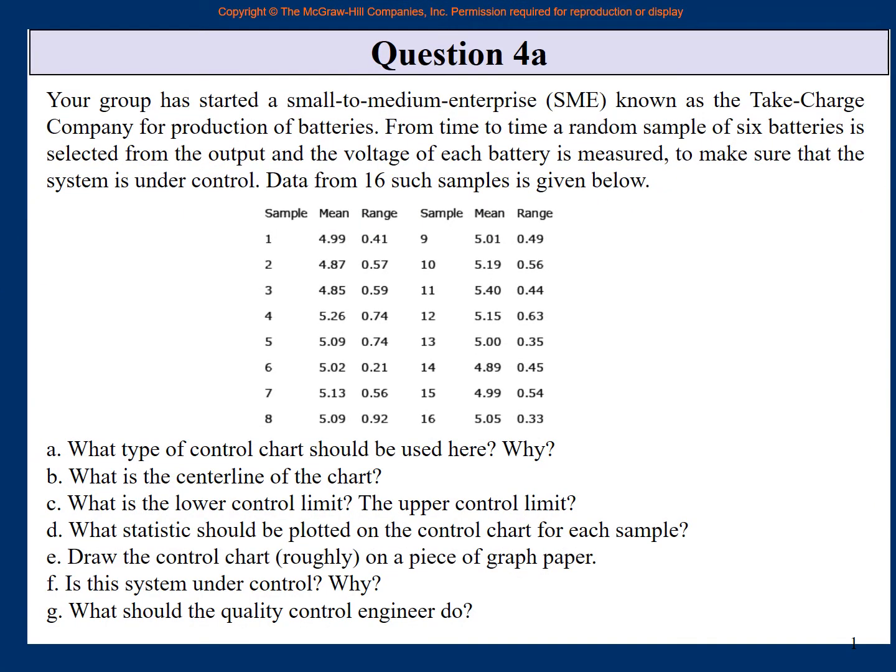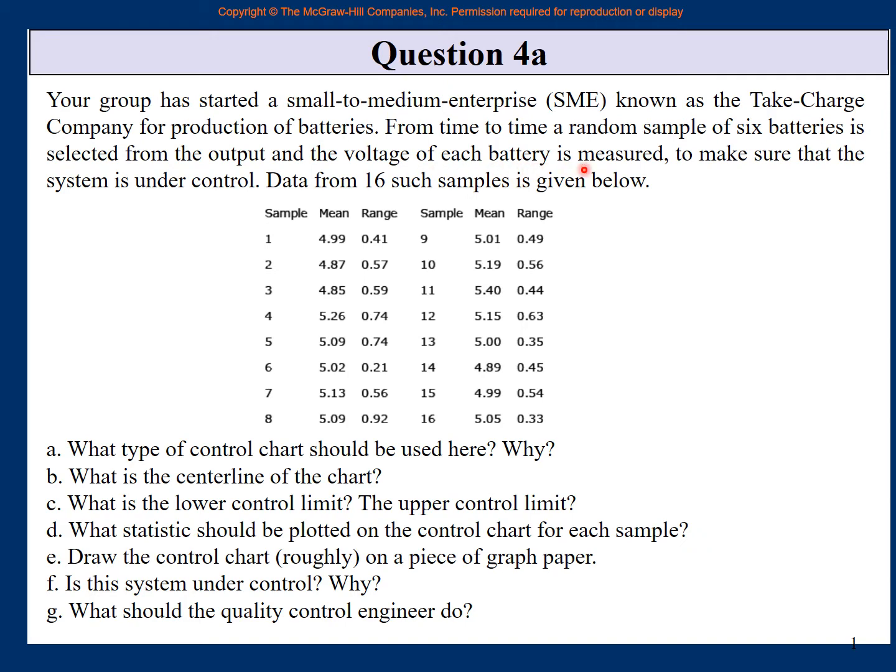This is the fourth question and part A, which was the bigger part. Your group has started a small to medium enterprise, an SME, known as the Take Charge Company, for production of batteries, a very nice name, charge batteries, and you take charge of the job. From time to time, a random sample of 6 batteries is selected from the output. So each time you test 6 pieces. So this is the sample size, 6.